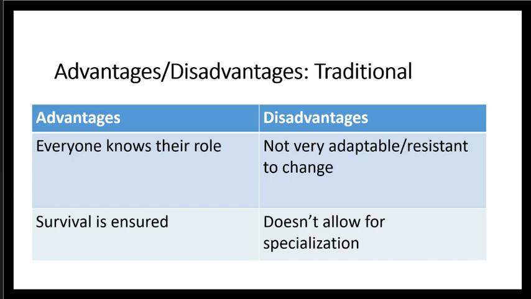Well, the advantage is everybody knows their role within the community because it's been done that way for years and years and years. And obviously an advantage is that survival is ensured because that's the main focus in a traditional economy. The problem, though, is that they're not very adaptable and they're very resistant to change. And we also have some things that aren't listed in here, which is that people tend to abandon it because the other types of economic systems seem so much more attractive than what traditional has to offer. The other thing we could talk about as far as a disadvantage is it doesn't allow for specialization. So specialization basically means that I get to do what I do best.